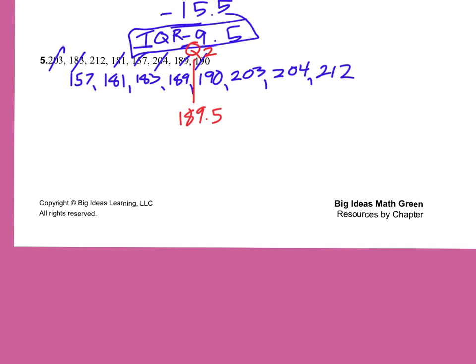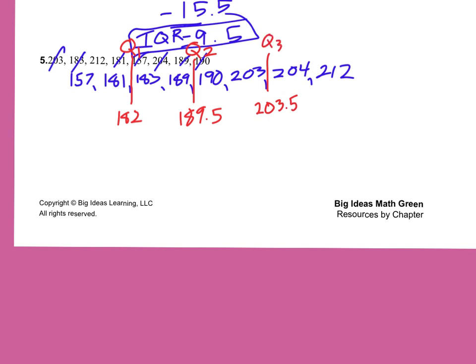Then we look at the lower half of the data. We have 4 numbers, and it's right here in the middle. What's the number in between 181 and 183? It's 182. So I'm looking at Q1 right there. Look at the upper part of my data. I've got 4 numbers again. I can see that that's the middle, so it's going to be 203 and a half, and that is Q3.